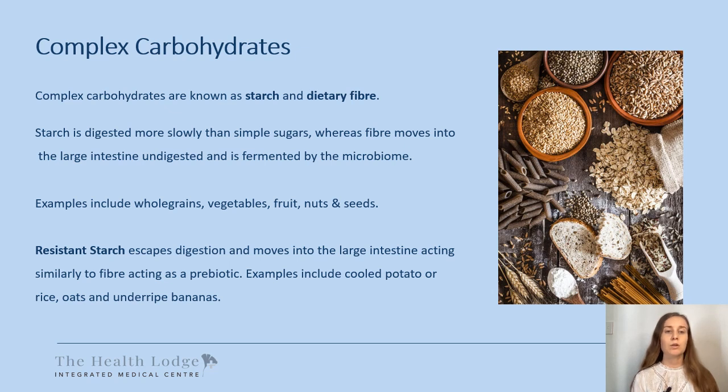Examples of this include whole grains, vegetables, fruit, nuts, and seeds. Resistant starch is a little bit different to normal starch as it escapes digestion and will move into the large intestine, acting similarly to fibre as a prebiotic. Examples will include cooled potato or rice, oats, underripe bananas.